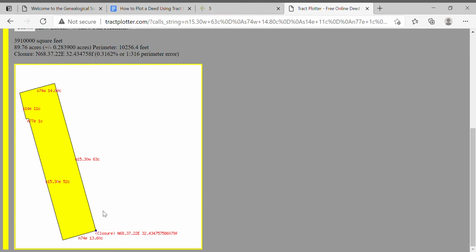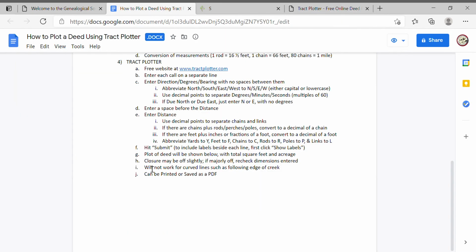If it was very far off, then we would know we made a mistake. But because it is very close, notice it's a 0.3% error. That's really not bad at all, and we can assume that this is a correct mapping of the deed. Okay, if it was majorly off, we'd want to recheck the dimensions we entered. Sometimes also you might make a mistake by entering east when it should be west or west when it should be east. Also, sometimes the original deed will have a mistake like that. Now, this will not work for anything with curved lines, such as following the edge of a creek. It will only work for straight line deeds.